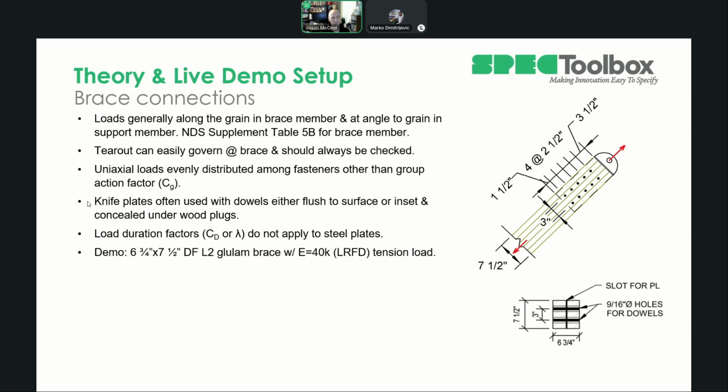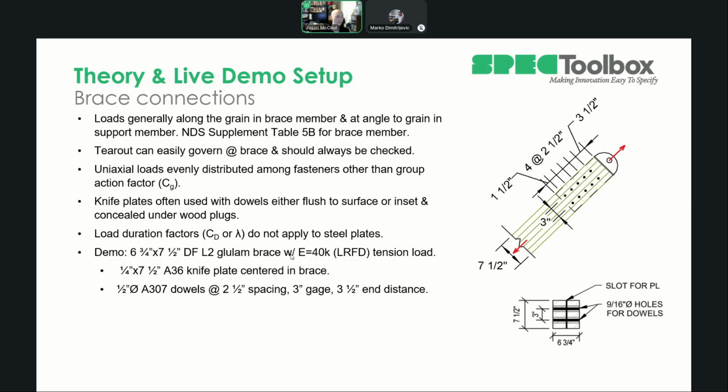And so going into the live demo, what I'm going to do is take a 6 3/4 inch by 7.5 inch Douglas fir glulam. This is combination 2 from table 5B, so L2 there. And I'm going to put a 40 kip seismic load on there in tension. Doing this in LRFD, so there's no load factor. It's 1.0 load factor under LRFD. And you can see there's my 1/4 inch by 7.5 inch A36 knife plate. I've got that centered in the brace. I've got 1/2 inch diameter A307 dowels at that spacing and transverse gauge and distance shown.